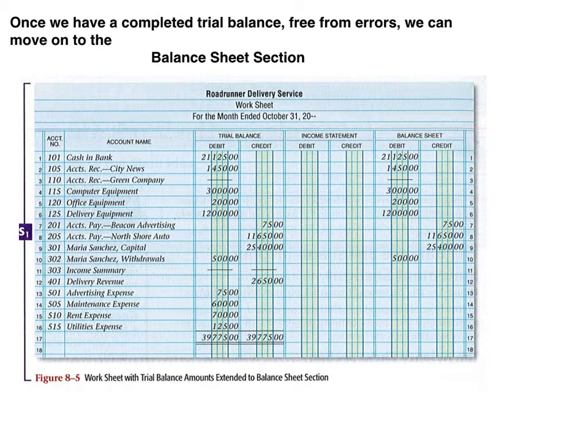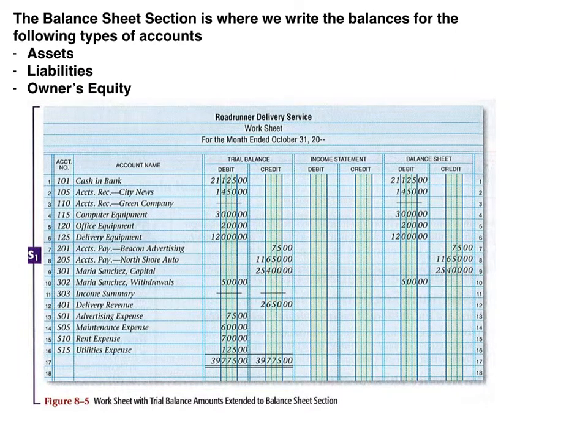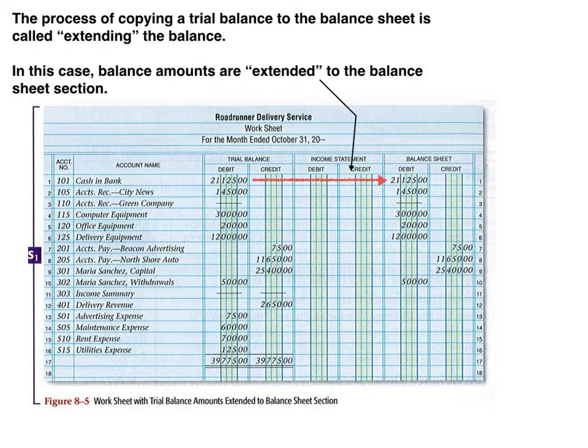Now we're going to skip over the income statement section. We'll come back to that. For now, we look at the balance sheet section. This is where we write the balances for the following types of accounts. We're going to include assets, liabilities, and owner's equity accounts. The process of copying a trial balance to the balance sheet is called extending the balance.